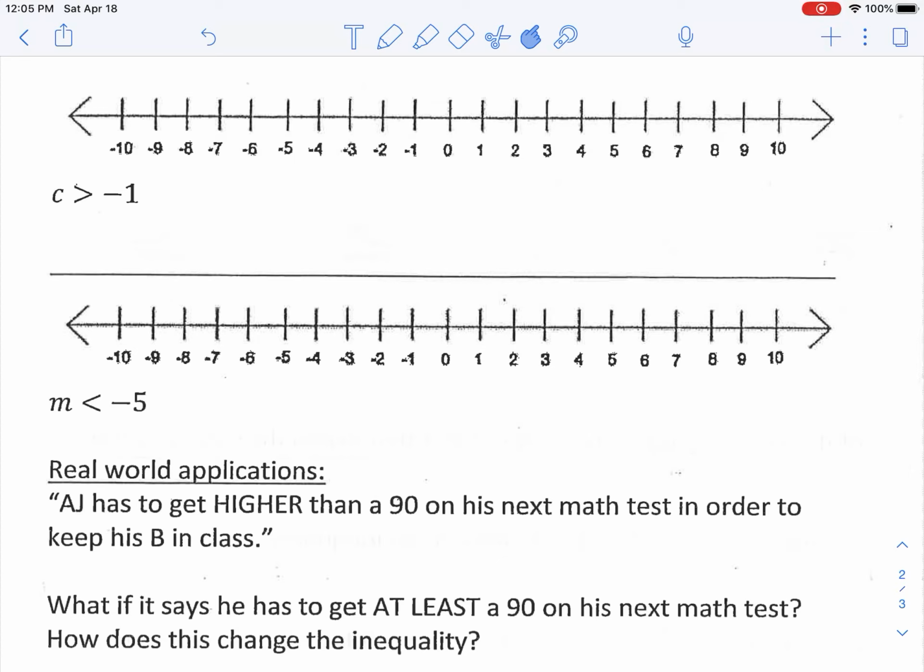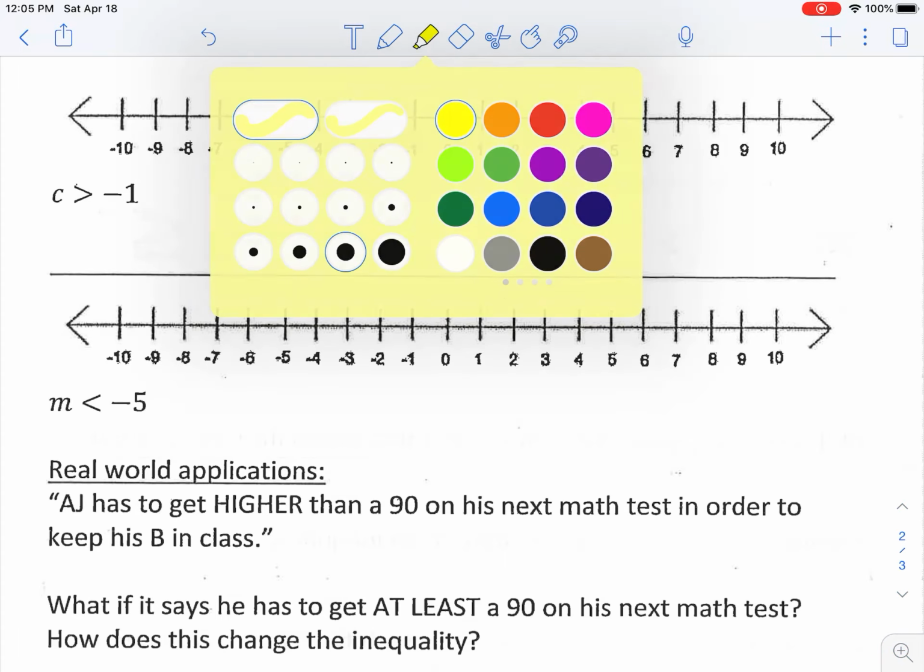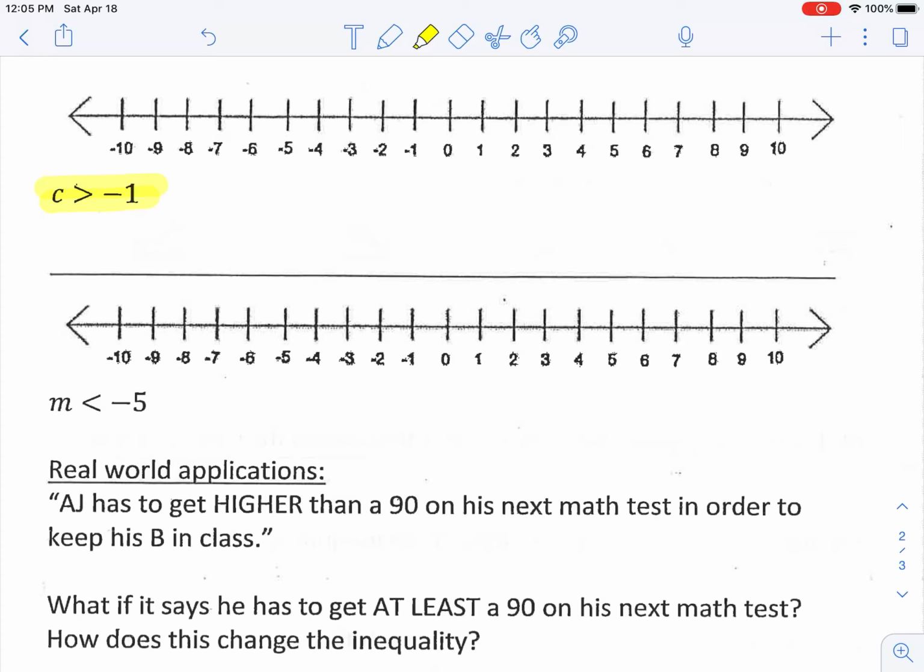So we're going to try to graph this one. First step, put a circle at the number that you see. So I'm looking at c is greater than -1. So I'm going to put a circle at -1.